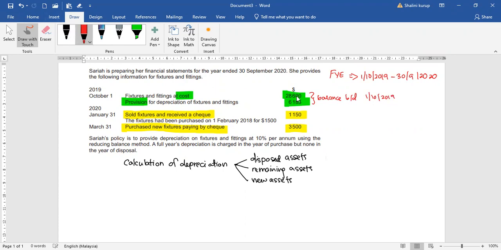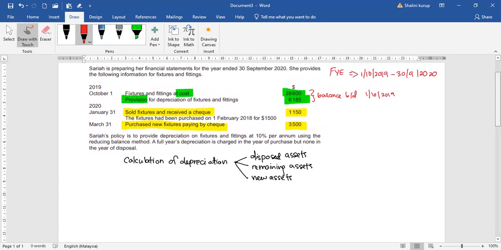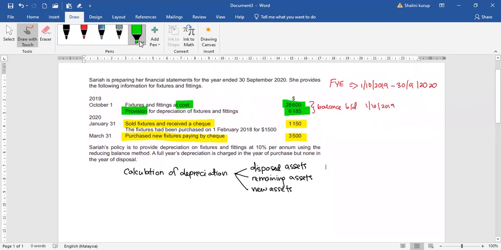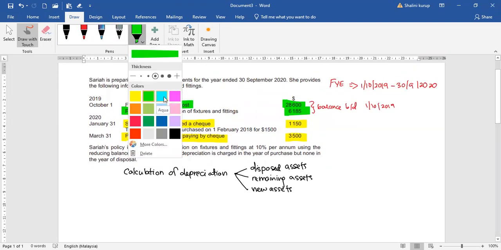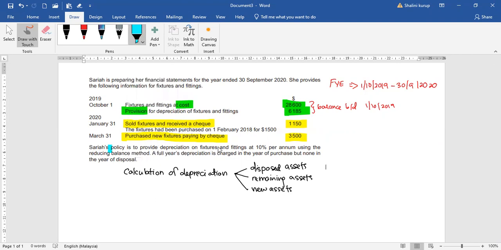So in part 3, I will teach you all how to put these into the respective accounts. So back to this now, calculation of the depreciation. This is what we are going to focus on now. Very important when you're doing this, you need to know what the information is. Here, if you can see, Sarah's policy is to provide depreciation for fixtures at 10% per annum, using the reducing balance method. So this is what you need to focus on. It's a reducing balance method and it is 10% per annum.